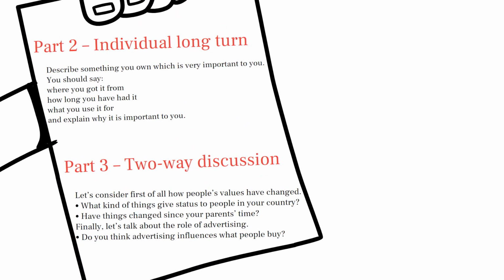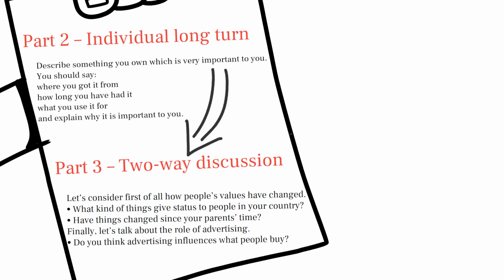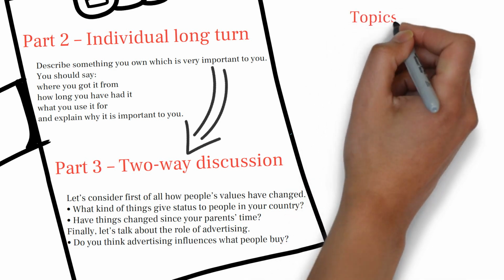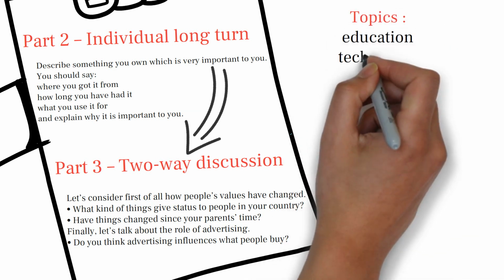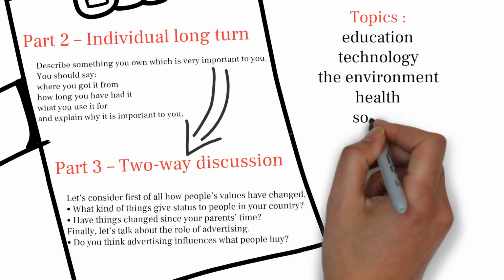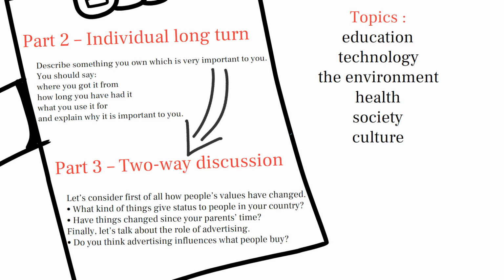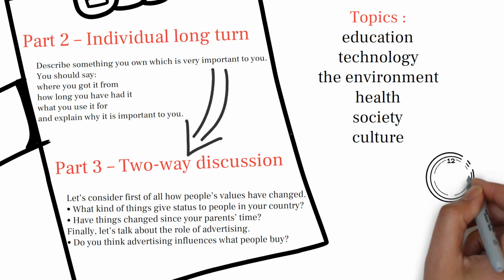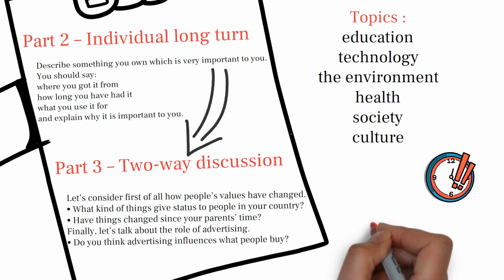Part 3 follows directly after Part 2. The examiner will ask you questions related to the topic of the cue card you discussed in Part 2. The questions in Part 3 are broader and more abstract, requiring you to provide more detailed and developed responses. Topics in Part 3 can be quite diverse and may include issues like education, technology, the environment, health, society, and culture. Part 3 typically lasts for about 4 to 5 minutes.